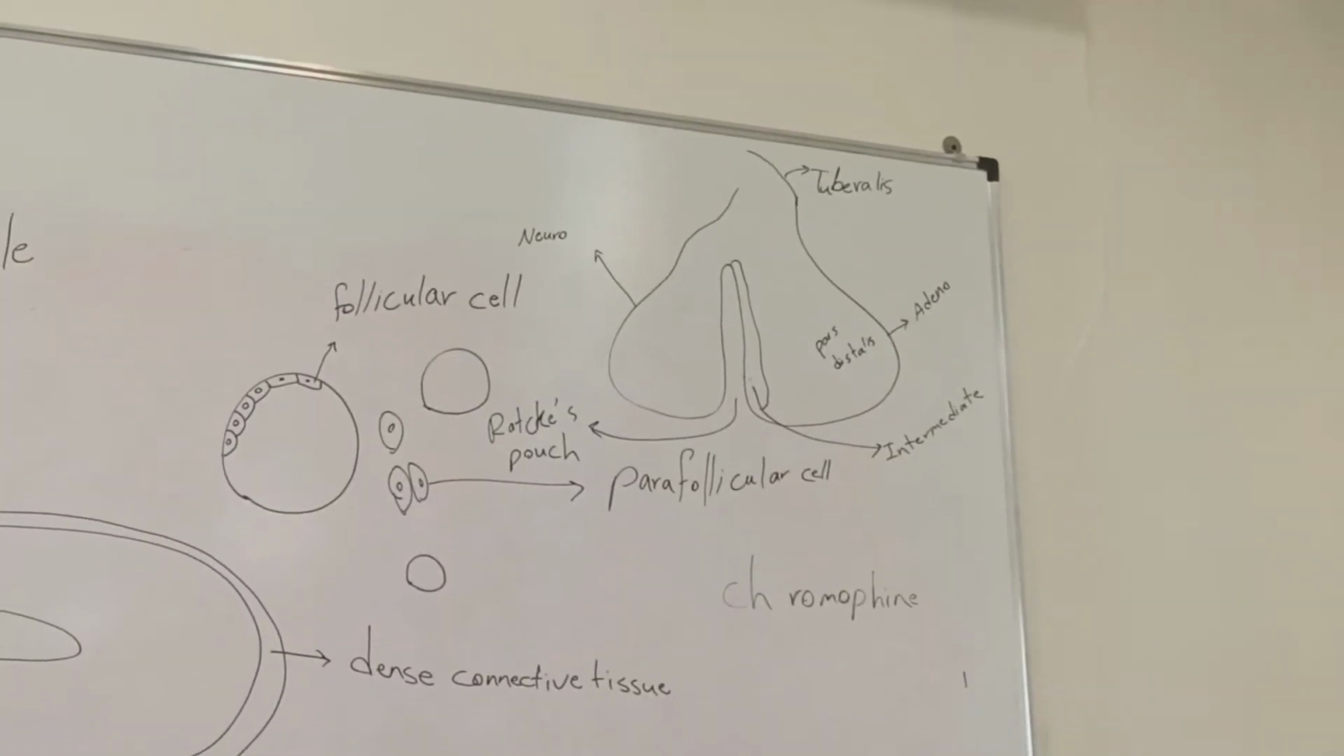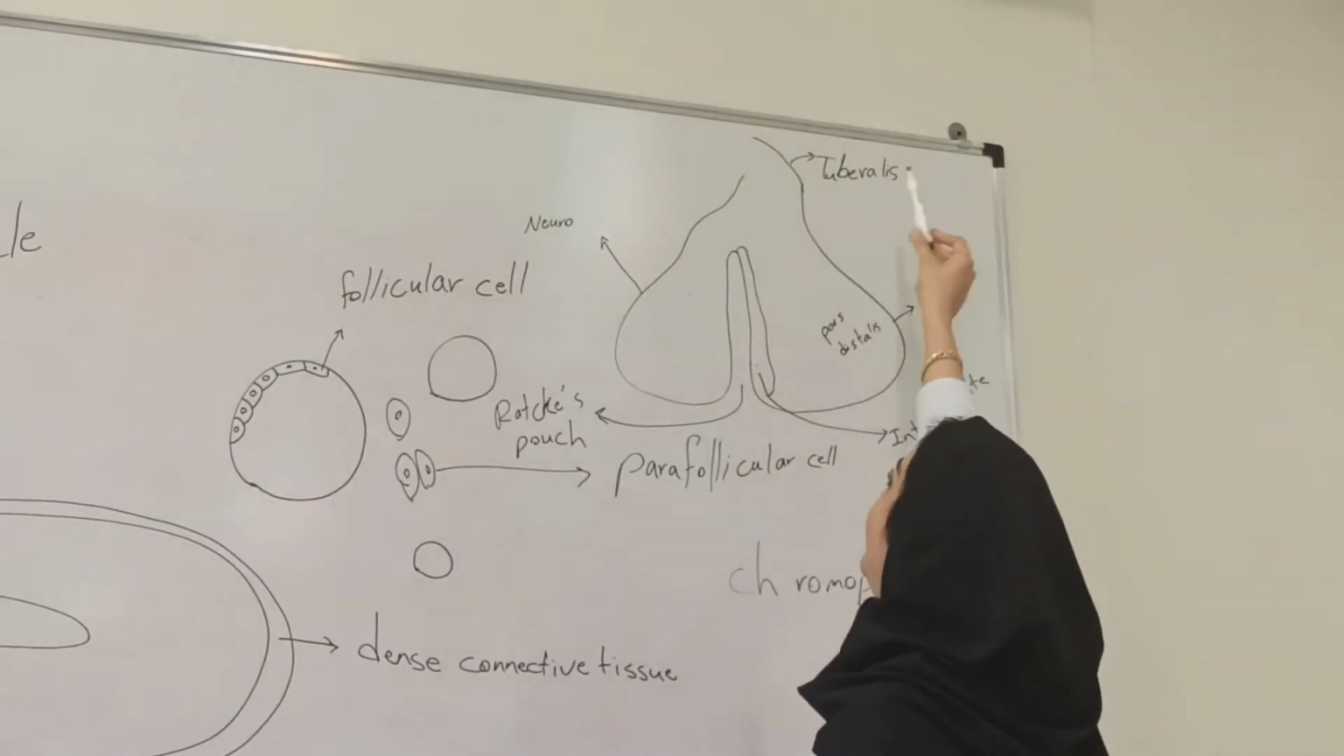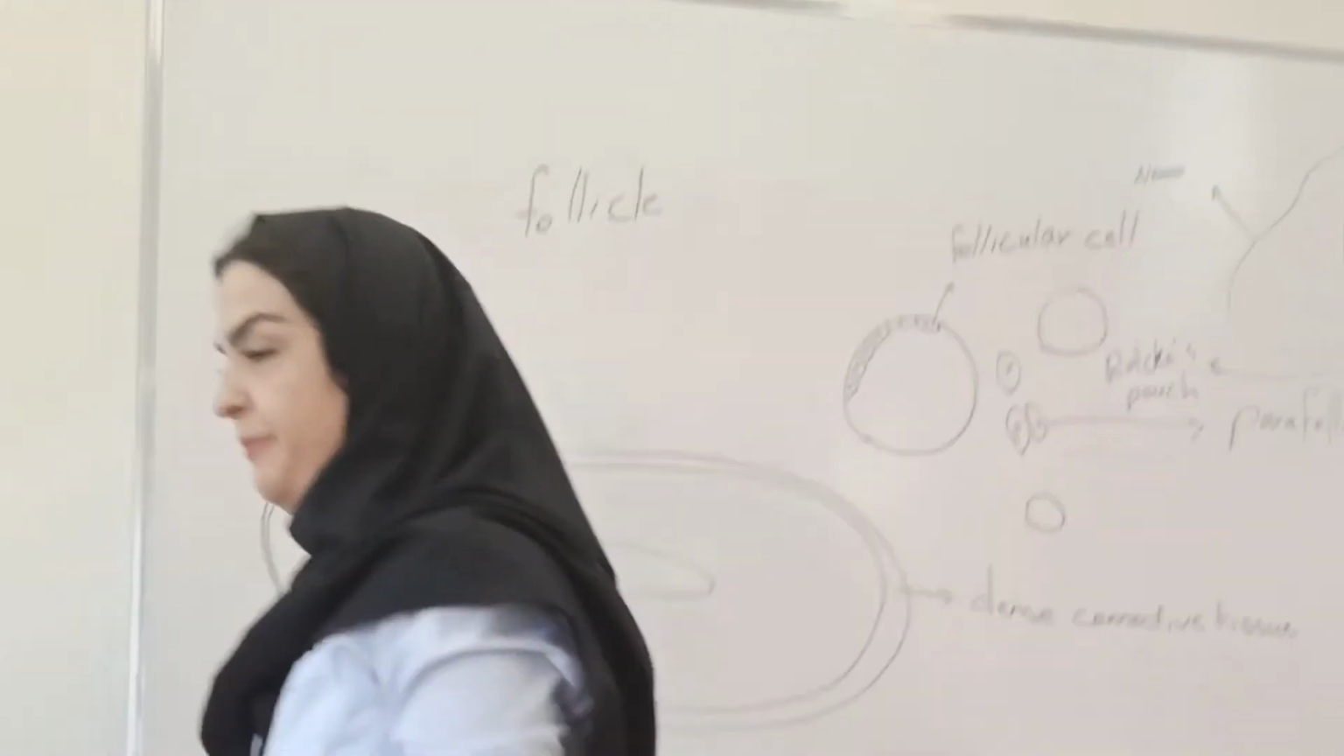Attached to hypothalamus. Okay? If we have hypothalamus here, the tuberalis is attached to the hypothalamus. Okay? This part is the pars nervosa, okay? Neurohypophysis. And we have adenohypophysis here, okay?